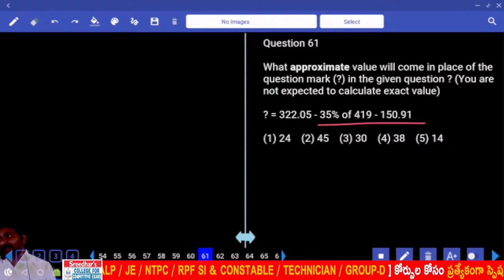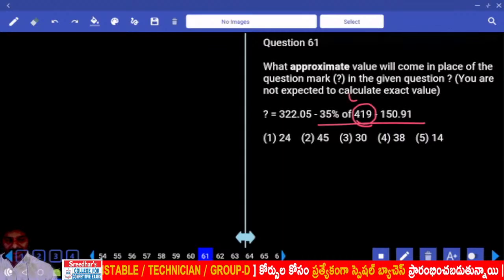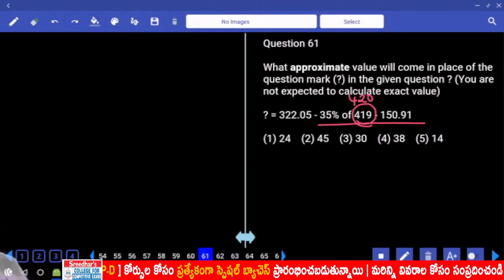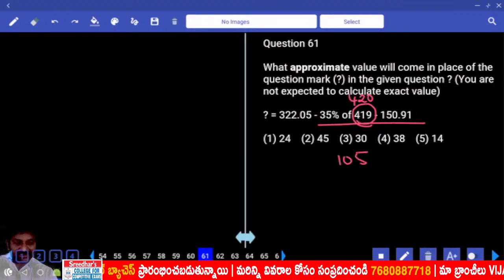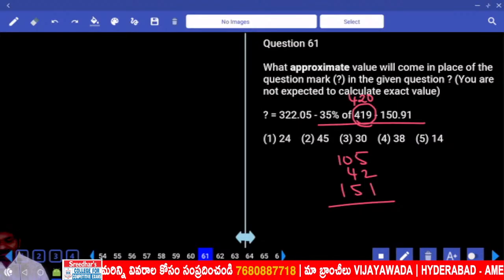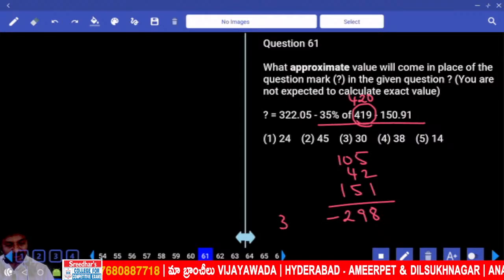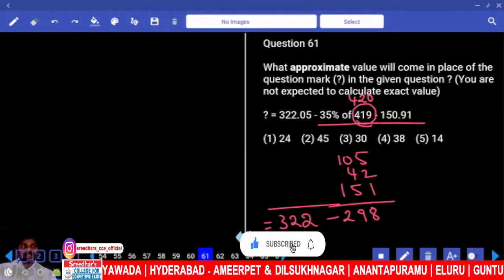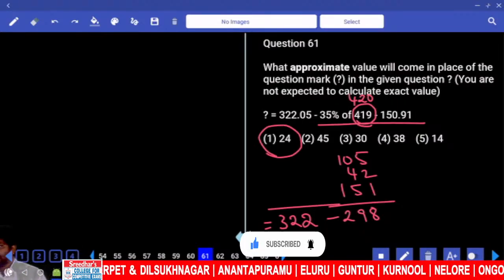Two negative numbers are there. Let's concentrate on negative numbers. 419 can be treated as 420. What percentage are we supposed to calculate? 35%. 25% plus 10%. 25%, 105. 10%, 42. Other number, 151. All are negative numbers only. 298 subtracted from 322. Instead of 298, subtract 300, add 2 later. Answer 24. Yes.